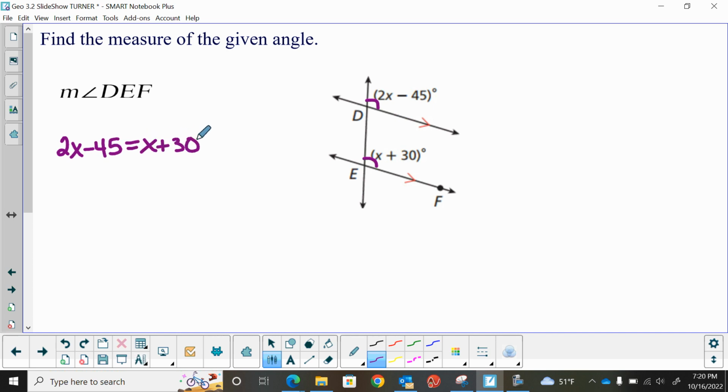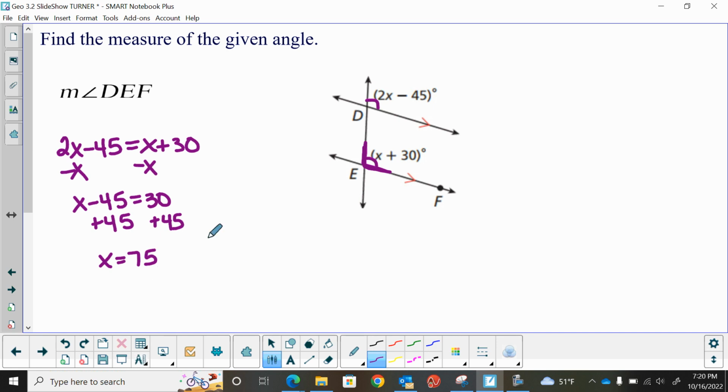So I get 2x minus 45 equals x plus 30. The reason we want to do that is because we're trying to find the measure of angle DEF, which is x plus 30. So in order to do that, we need to know what x is. Here we have an equation, and we can solve for x. I'm going to subtract x from both sides, and then add 45. So we get x equals 75.